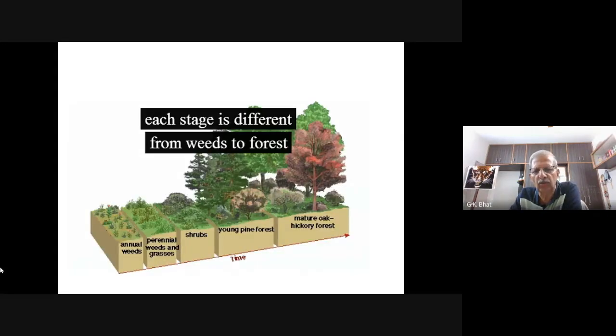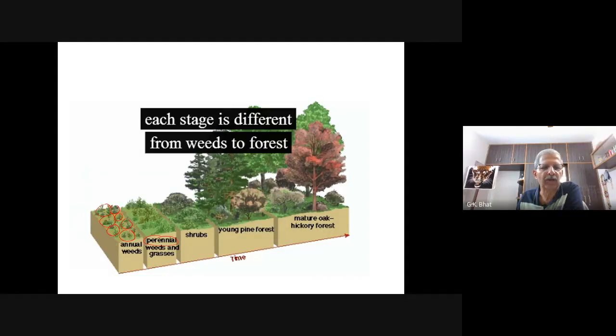So this is what I have told you. I showed you how, right at the beginning, there is nothing on a barren land. You could see only the weeds which grow only for a year. Only for a year they grow. And after that, gradually, these annual weeds got replaced by perennial weeds, which grow for several years, not dying every year.